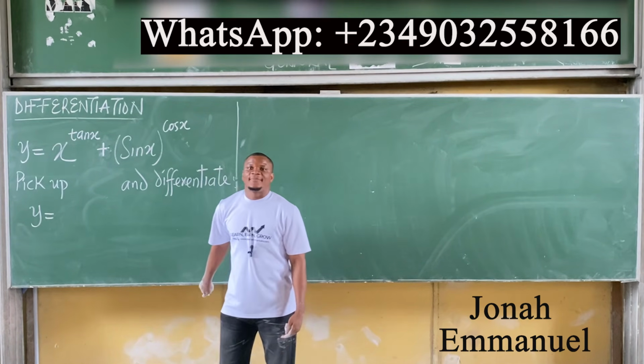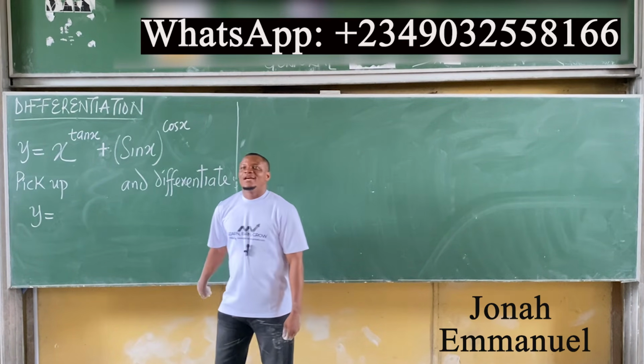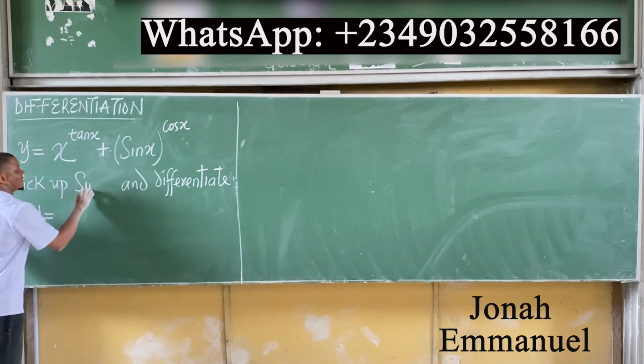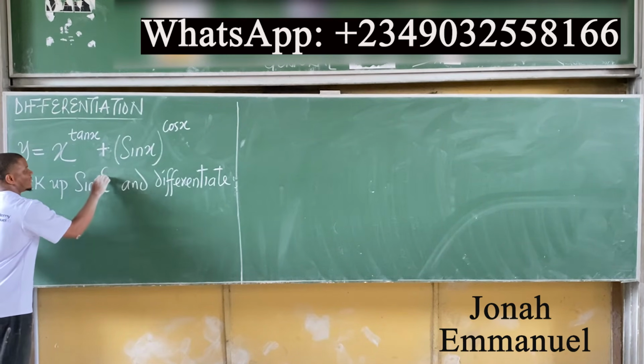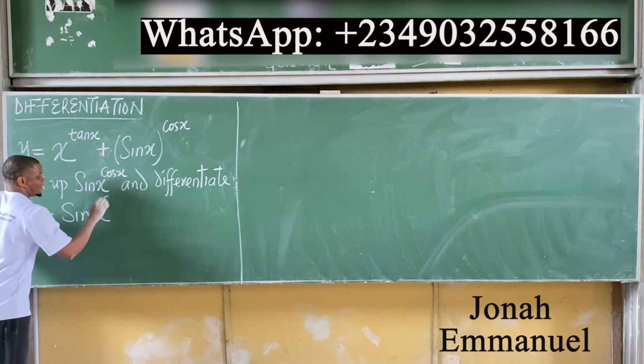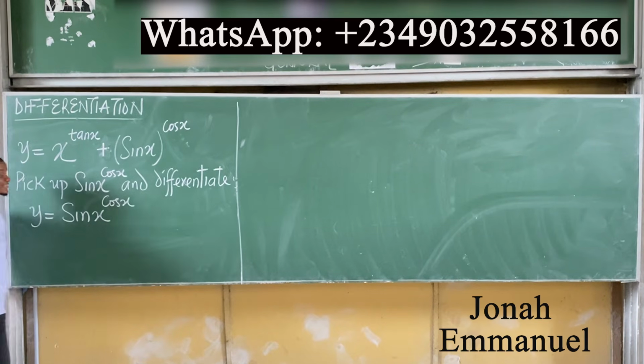Listen up. Let's pick up the second term there. Pick up sine x to the power cos x and differentiate. Let y be equal to sine x raised to the power cos x.